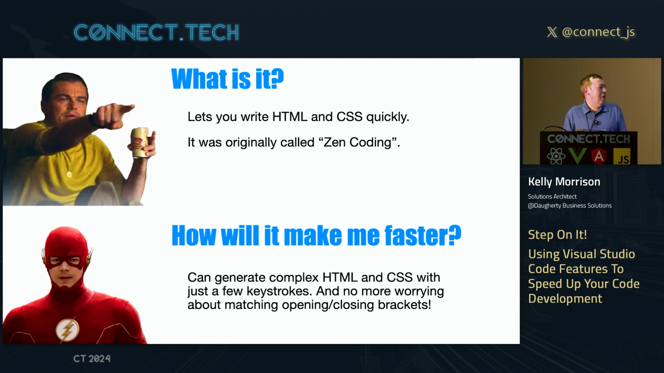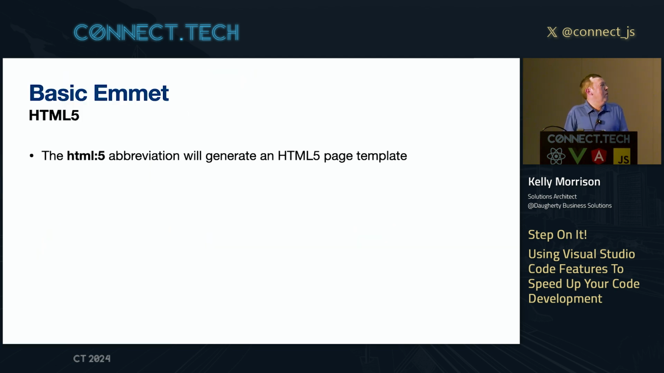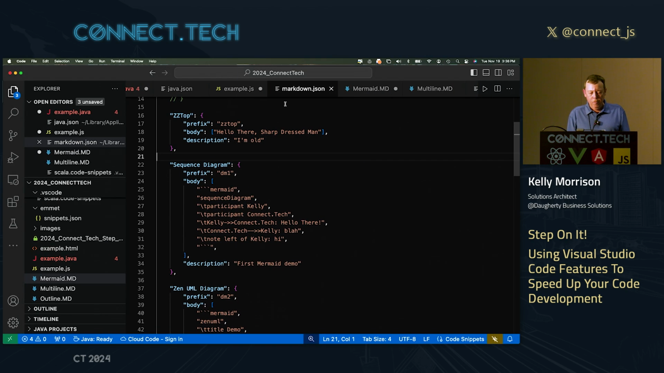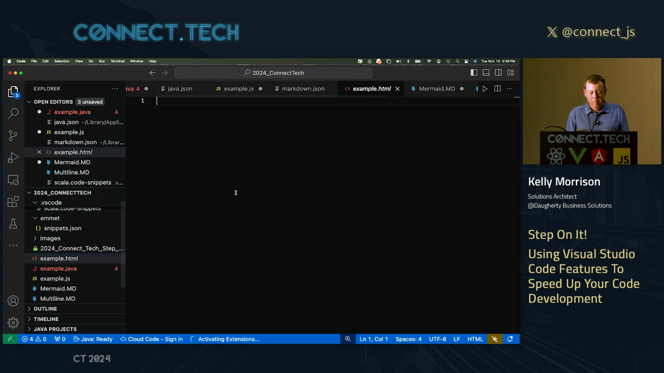What Emmet can do is create complex HTML for you with just a few keystrokes. You don't have to worry about doing things by hand. Let me give you an example of what it's going to look like. There's an Emmet command called HTML5, and it'll generate an HTML page template for you. So let's go back over to Visual Studio Code. I've got an example of HTML here.